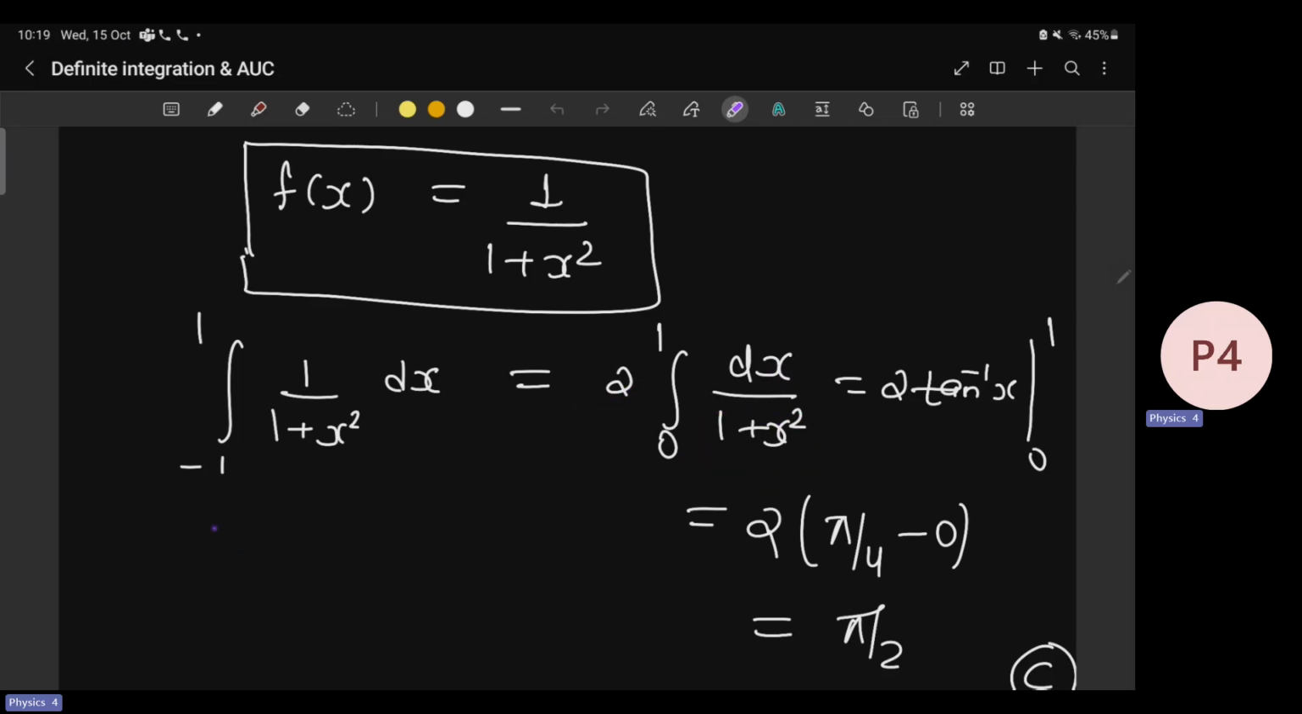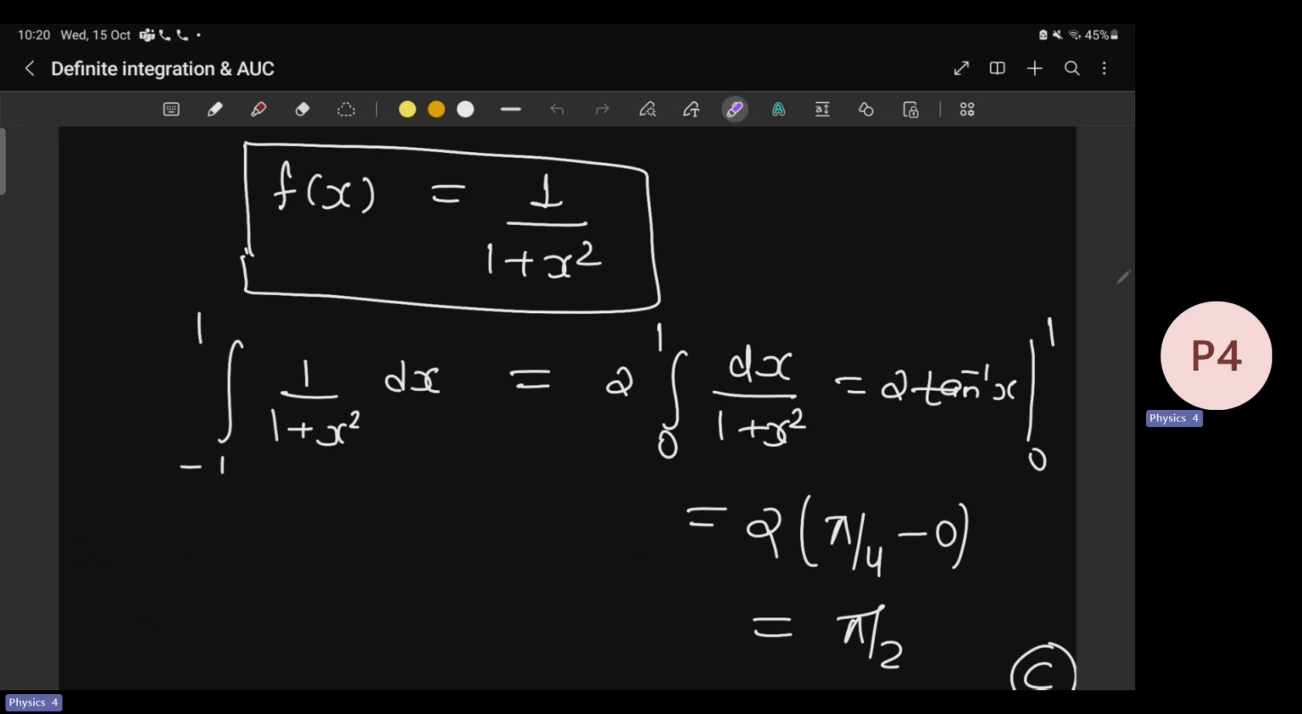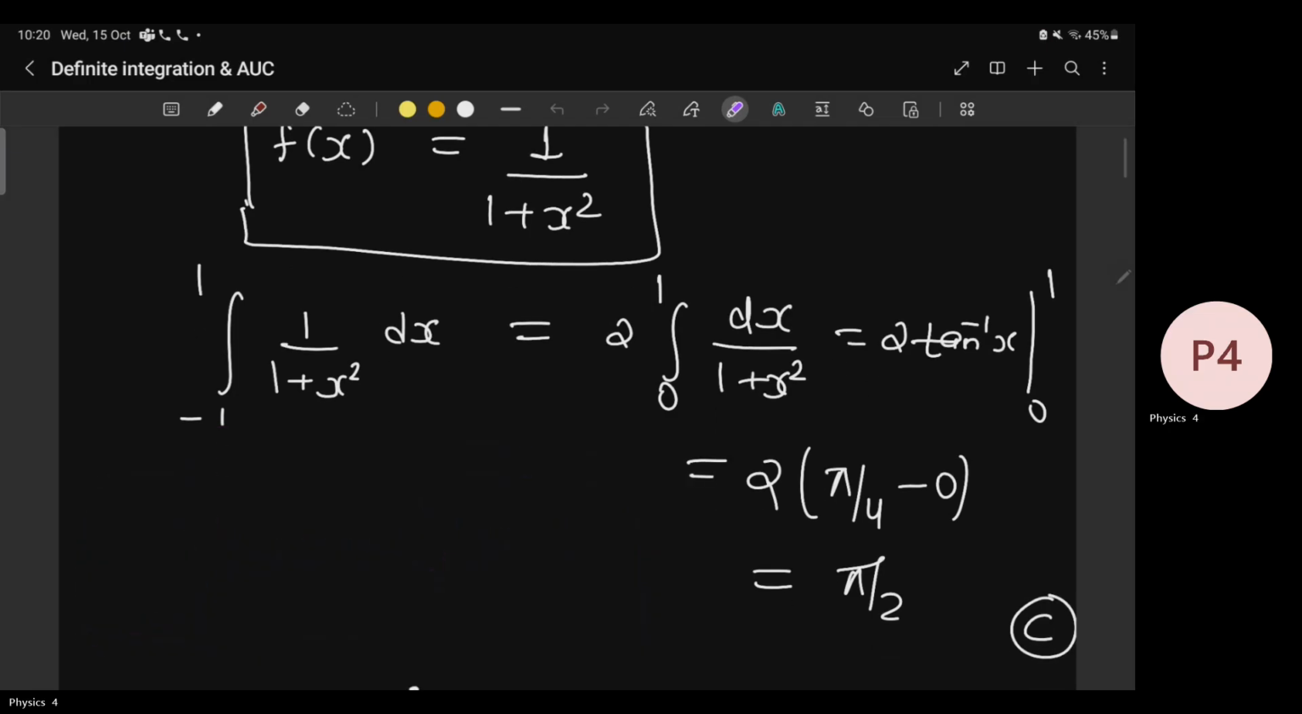We already know that the integral from minus a to a of f of x dx equals 2 times the integral from 0 to a of f of x dx if f of x is even. This property we used here. This is a simple integration. dx upon 1 plus x square is tan inverse x, so 2 tan inverse x. Put the limits 0 to 1: 2 times pi by 4, since tan inverse 1 is pi by 4 minus tan inverse 0 is 0. So the answer is pi by 2. So option C is the correct answer.